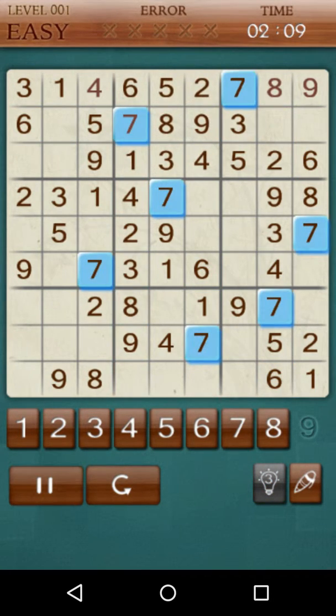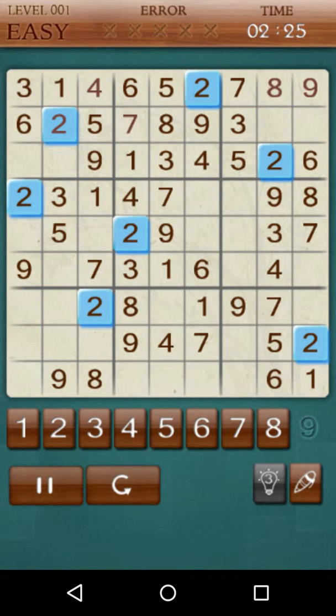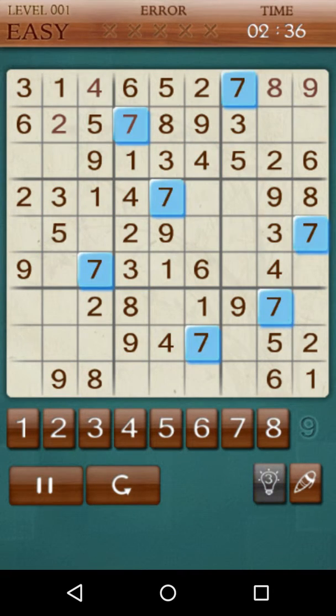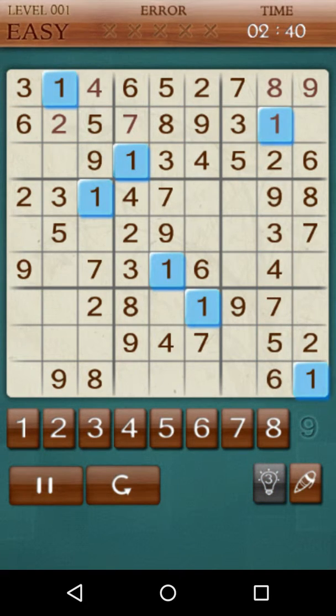So again if I reconsider, what are the missing digits? 1, 2 and 4 are missing. And if I look at this grid number 1, I cannot fill 1 and 4 because 1 and 4 are already present. So I'll write 2. So here I need 1 and 4. If I look at this column, 1, 2, 3, 8, blank, 2, 9, 3, 4, 7. Only 1 is missing here. So I can blindly fill 1. And now in this row number 2, only 4 is missing. So I can blindly write 4.